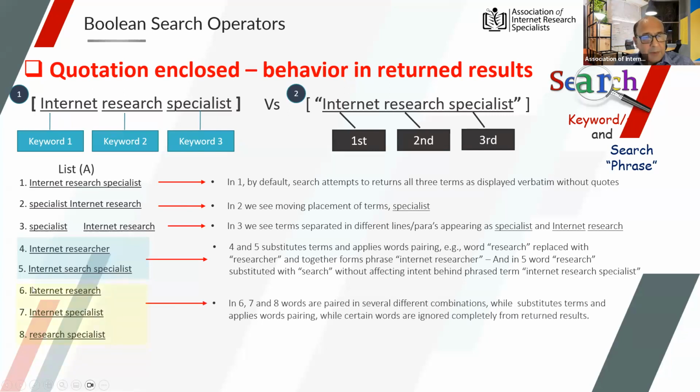Then we've got an example 6, 7, and 8. In this one, you could see that it'll start to make combination with words, all different combinations. So internet search, research, internet specialist, research specialist, without regard to the sequence, but rather using these words in different combinations. And it might occur with different combination in the same content page. So this could be another uncontrolled action which is giving a lot of flexibility for the search engine to return as it pleases.